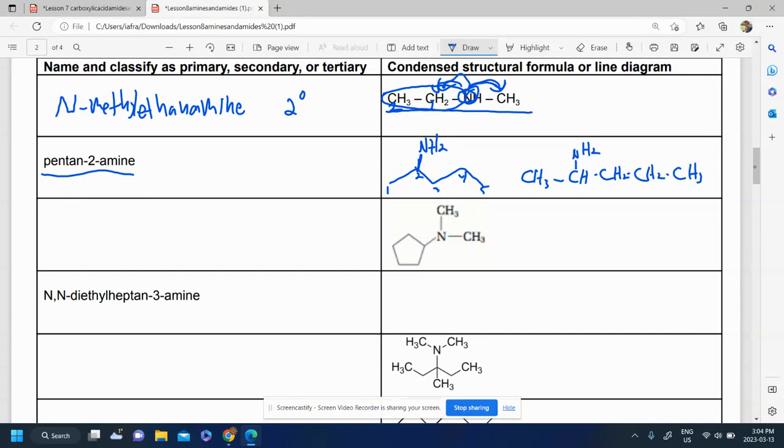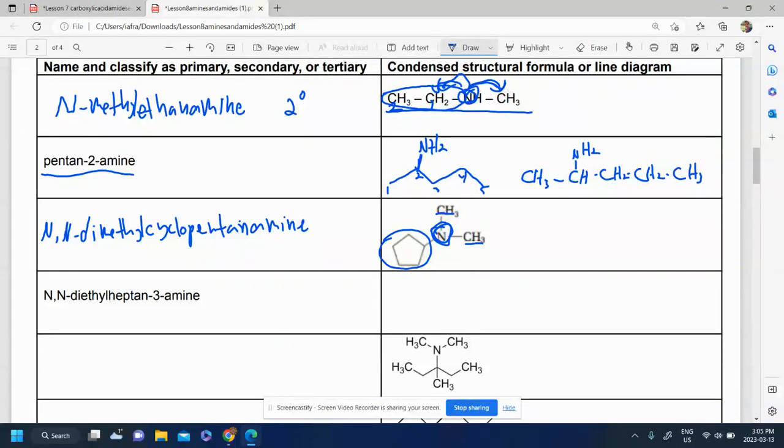Okay, so here we have an amine again. This time we have 2 substituents, but our parent chain is over here. Our parent chain looks like a cyclopentane molecule. So we're going to have a cyclopentanamine. But first we have to list our substituents, and we have 2 on the end. So we have N,N-dimethylcyclopentanamine.